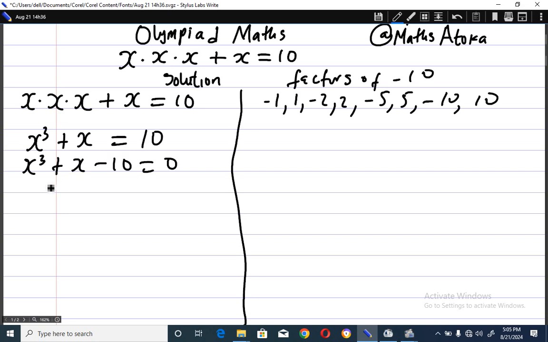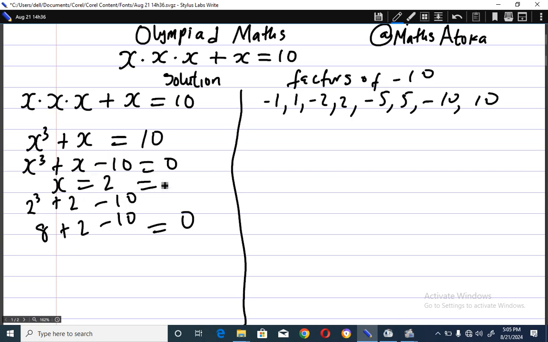So let x be equal to 2. Let's check. This is 2 raised to the power 3 plus 2 minus 10, which is 8 plus 2 minus 10. You see, this thing is equal to 0. So since it's equal to 0, this implies that x minus 2 is a factor of this polynomial. So let us now solve this polynomial by the division method.